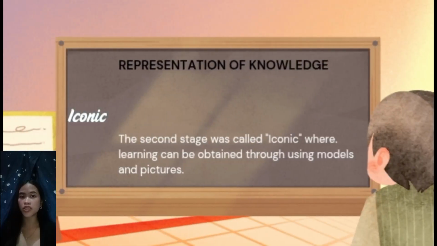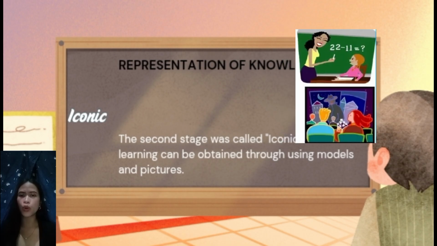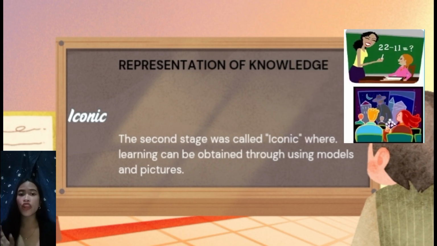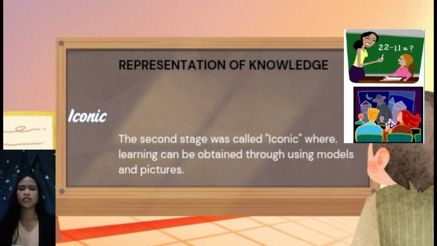The second stage was called iconic, where learning can be obtained through using models and pictures. So iconic means something is very recognizable. In simple words, iconic means something is special, recognizable, and important. So iconic is a visual representation.